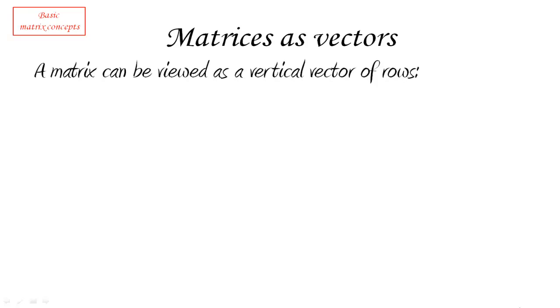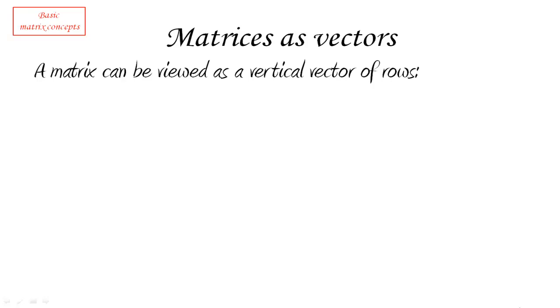All right, so let's get this matter out of the way. Yes, matrices and vectors are very much the same thing. In fact, a matrix can be viewed as a vector of vectors. And that can be done in two ways.